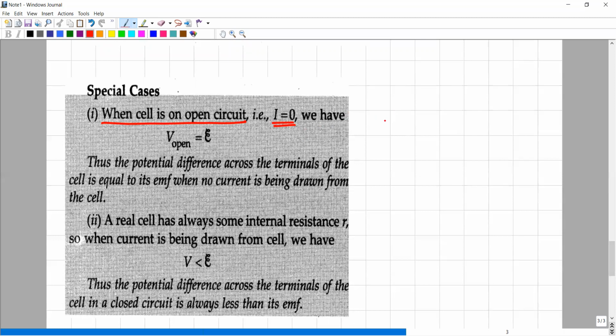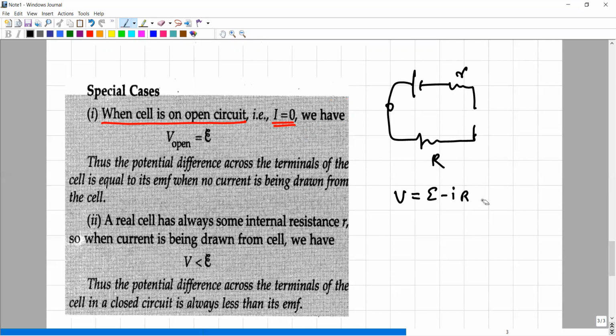If the current itself is not flowing in the circuit, then there is no potential drop in the internal or the external resistance. So if this is your circuit, it is an open circuit, as you can see. This is the internal resistance, this is the external resistance. If there is no current flowing in the circuit, then no work is done across any resistance. Then in that case, V is equal to E minus Ir, and this whole value becomes zero. So you will get the potential difference equal to the EMF. Thus, the potential difference across the terminals of the cell is equal to the EMF when no current is being drawn from the cell. That is the first condition.